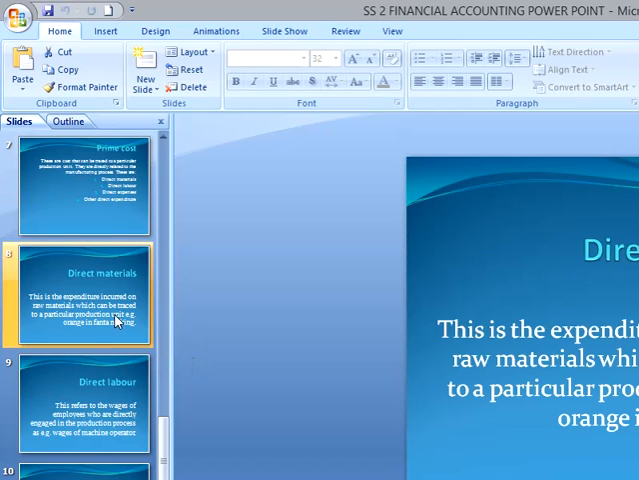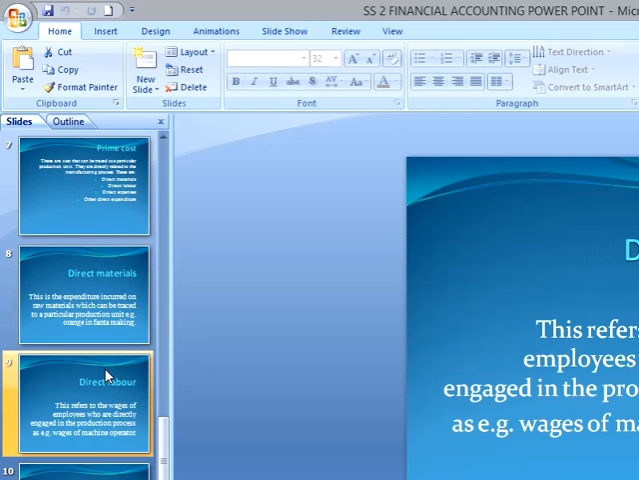We have direct material. What do you understand by direct material? This is the expenditure incurred on raw material which can be traced to a particular production unit. For example, in the production of Fanta, you can trace the orange in making Fanta. The direct labor refers to wages of employees who are directly engaged in the production process, e.g. wages of machine operators.